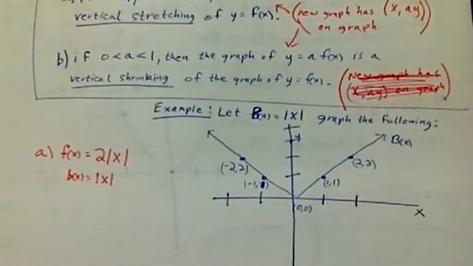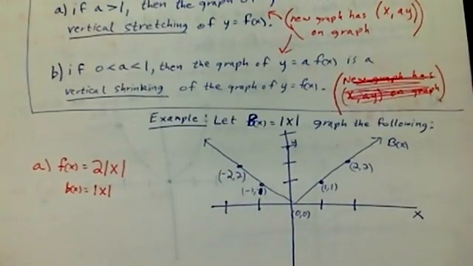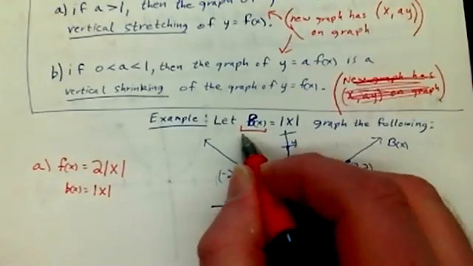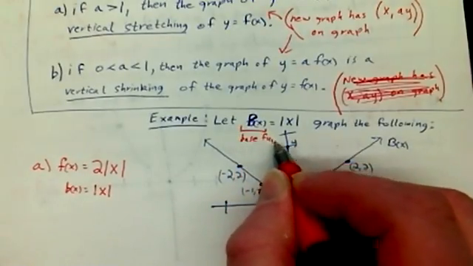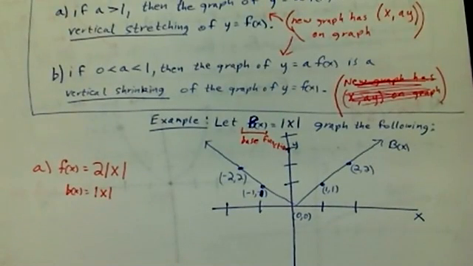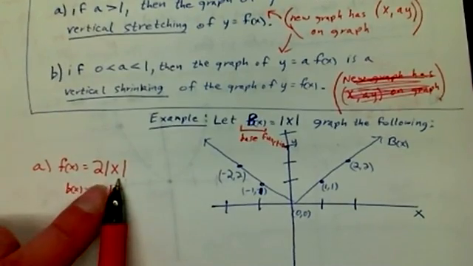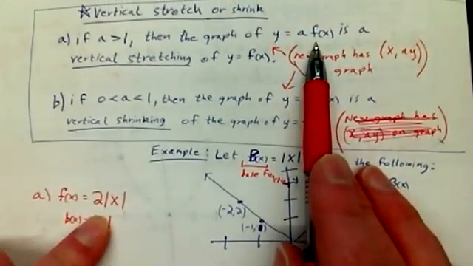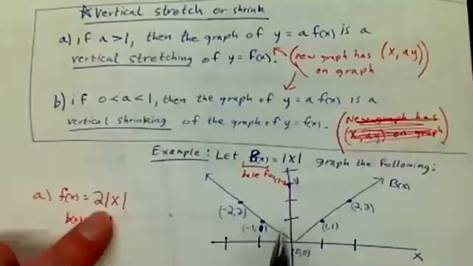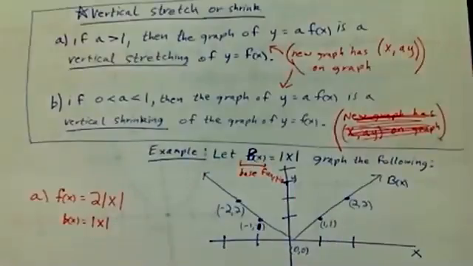So an example: let b of x equal absolute value of x. I usually call this my base function, one of those basic functions we talked about in the last section. I'm going to go off of that and graph the following: f of x equals 2 times absolute value of x. Notice that looks just like what I have up here, and a is greater than 1. So I'm expecting this thing to get stretched vertically, to squeeze up and go up quicker.